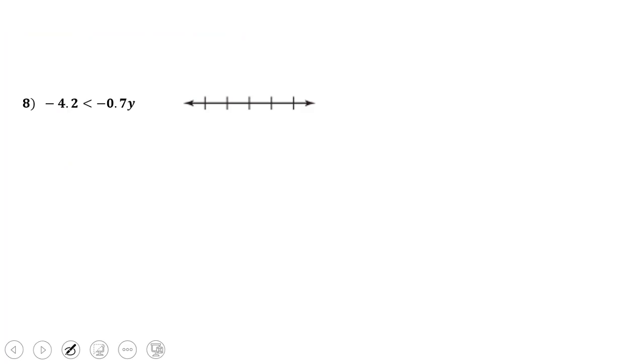In example number 8, we have -4 2/10 being less than -7/10 y. Well, that's because that's what it says. No pun intended there. Anyway, to isolate my variable y, I'm going to multiply both sides by a -7/10. Right? Over here, -0.7. Since I'm multiplying by a negative, that inequality symbol must be reversed.